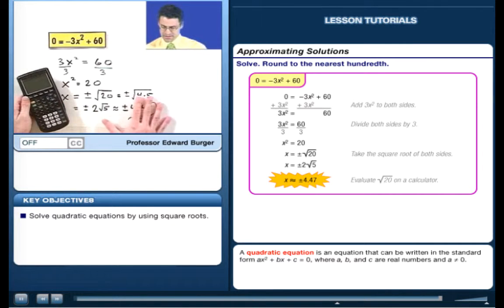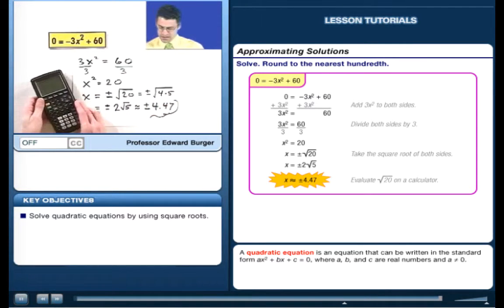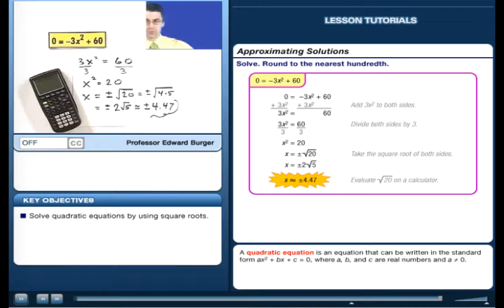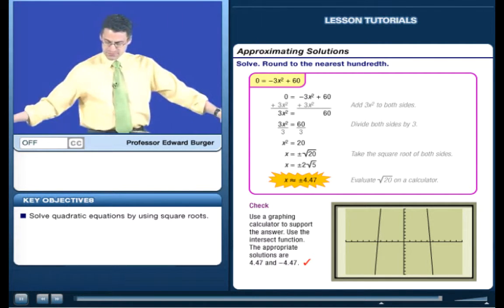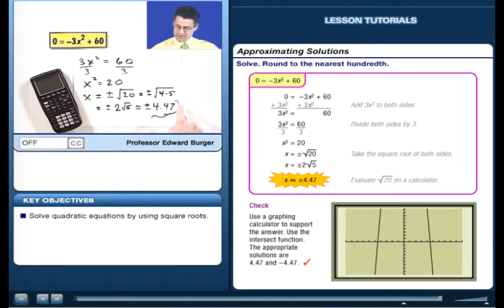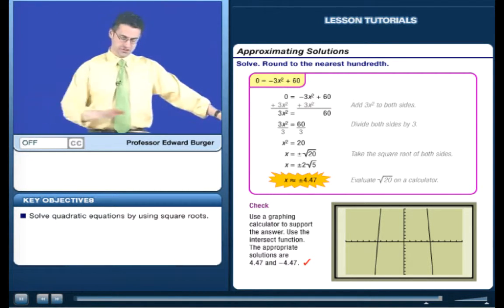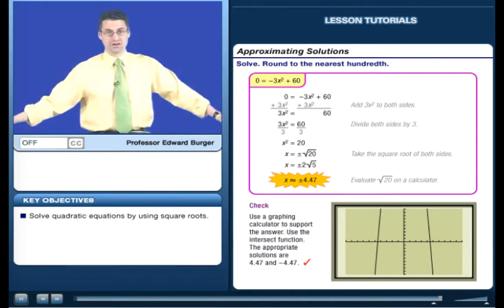And we can actually graph this and check it on a graphing calculator. If we take a graphing calculator and check, we can look at the graph of y equals negative 3x squared plus 60 and see where it crosses the axes. So you can look at that picture there and you can see that it seems to cross around 4.47 and negative 4.47. Or you could actually plug these values in to this and see that we get numbers that are essentially 0. So you can check using a calculator if you wanted to.